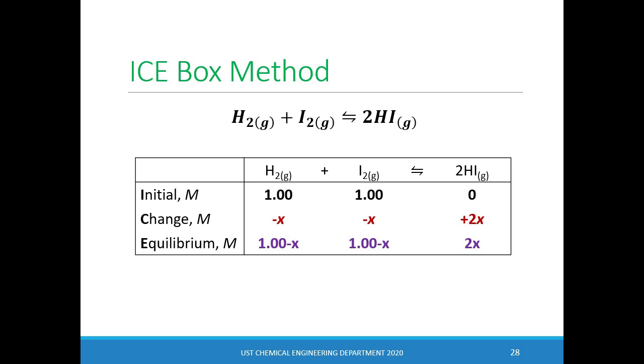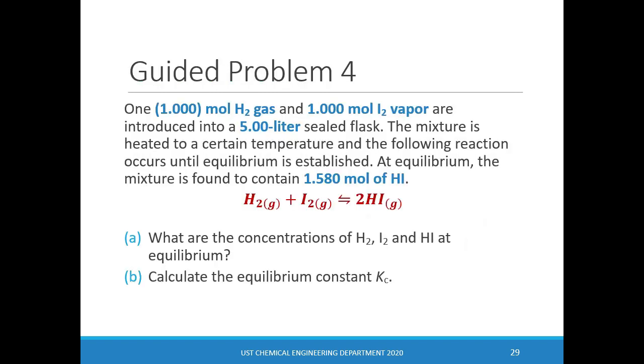Take note that we could also express the values in terms of moles instead of molarity, as long as the total volume is constant. To understand better, let us consider this problem. 1 mole of hydrogen gas and 1 mole of iodine vapor are introduced into a 5-liter sealed flask. The mixture is heated to a certain temperature and the following reaction occurs until equilibrium is established.